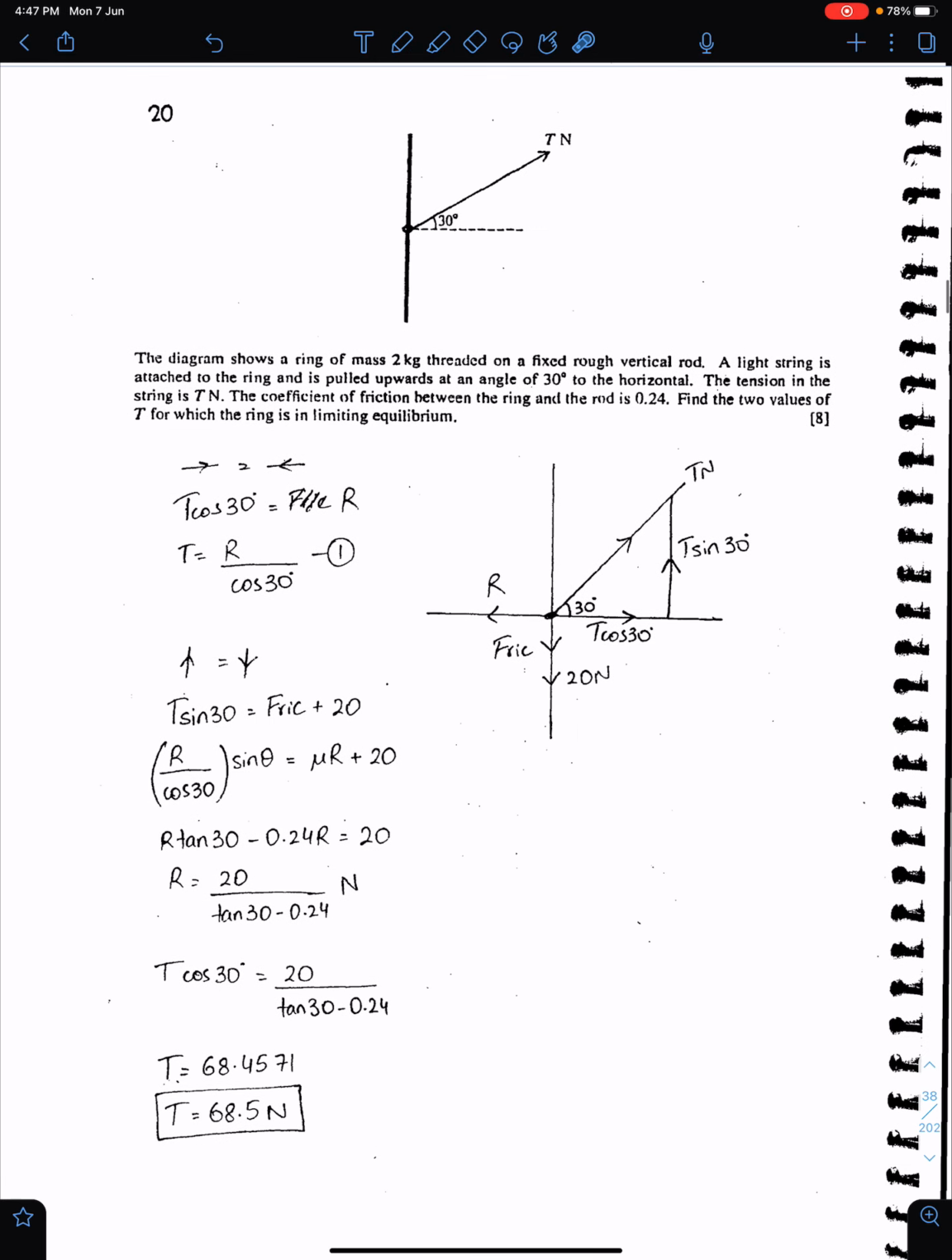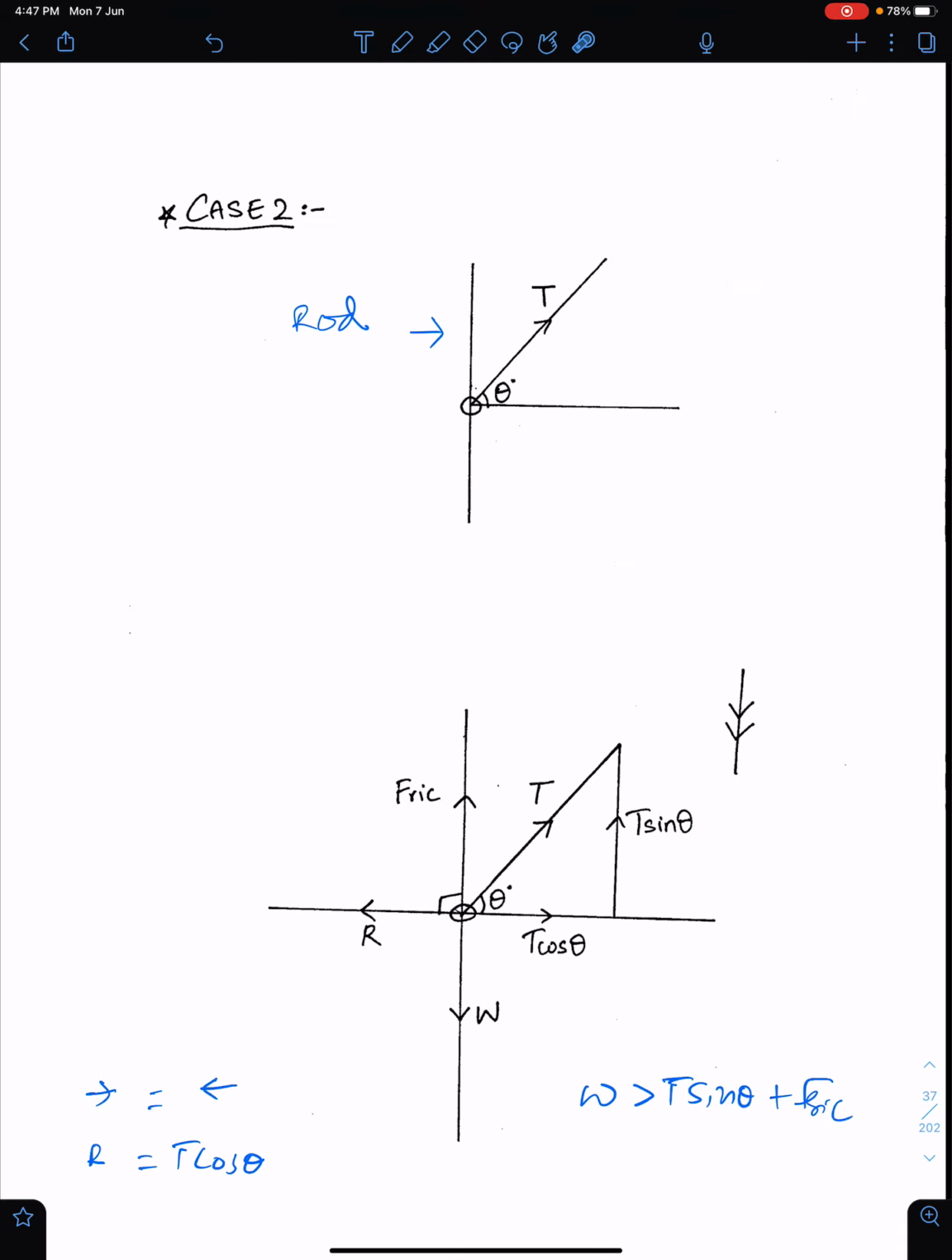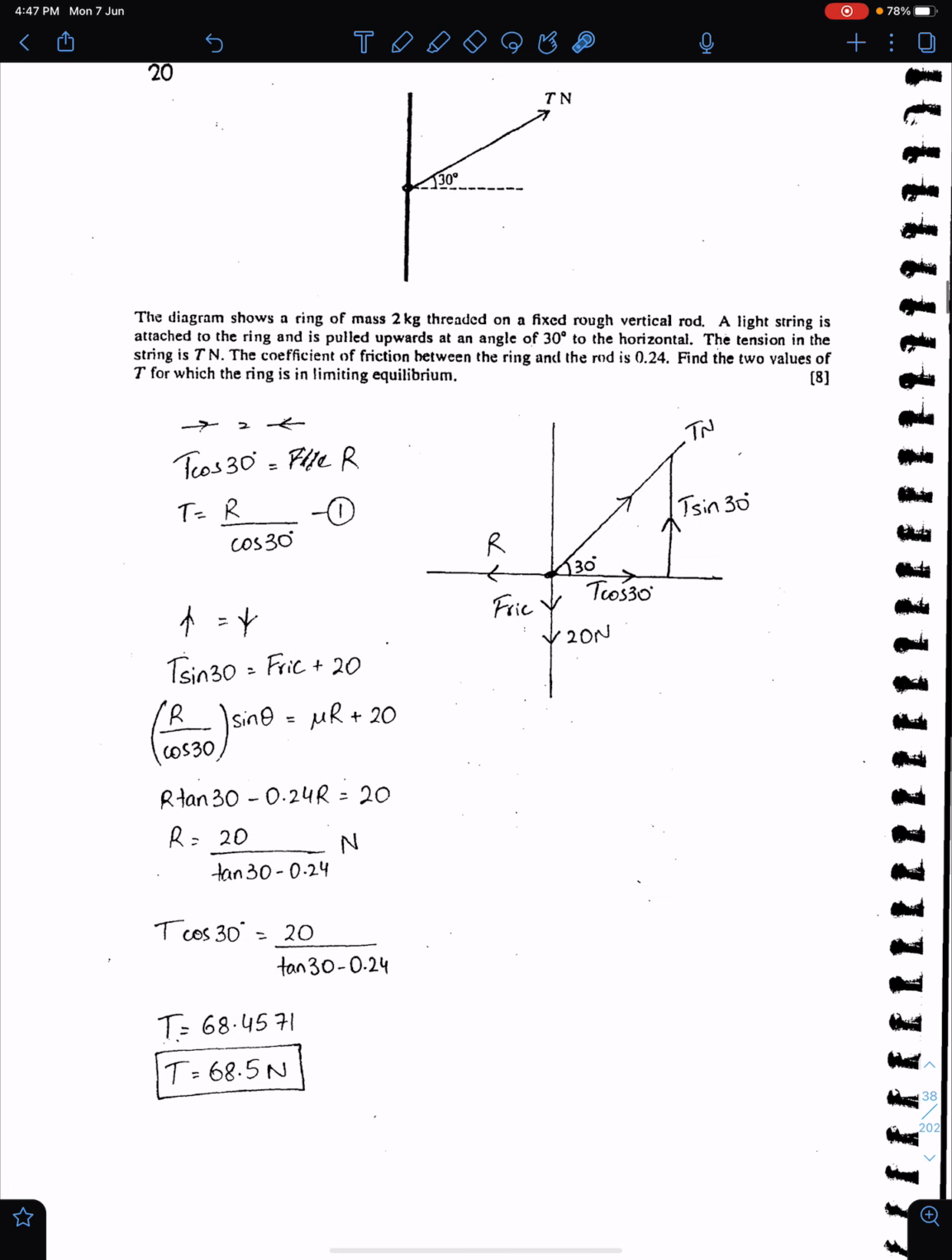Question number 20 and example number 1. This is the situation. This is similar to this case, Case 2. The diagram shows a ring of mass 2 kg threaded on a fixed rough vertical rod. A light string is attached to the ring and is pulled upwards at an angle 30 degrees to the horizontal. The tension in this string is T newtons. The coefficient of friction is 0.24. Find the two values of T for which the ring is in limiting equilibrium.